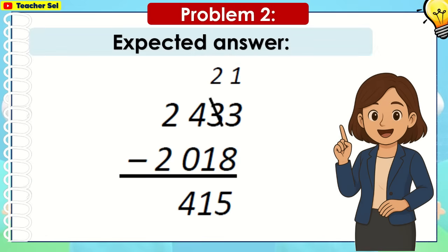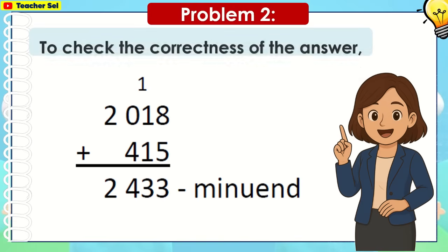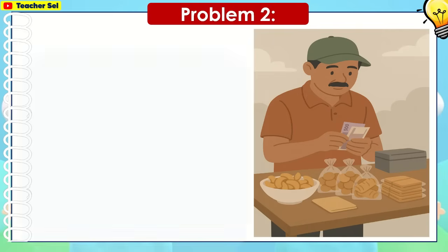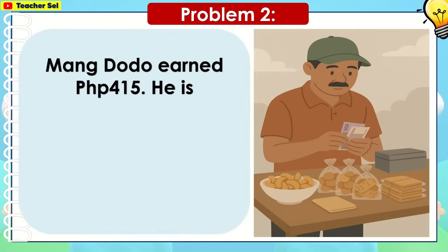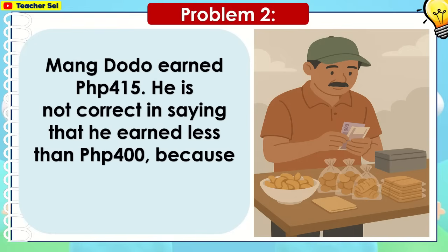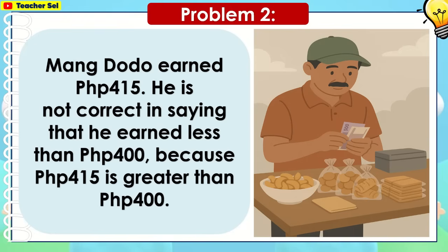Here is the expected answer. The answer is 415 pesos. To check the correctness of the answer, the minuend is 2,433. Mang Dado earned 415 pesos. He is not correct in saying that he earned less than 400 pesos because 415 pesos is greater than 400 pesos.